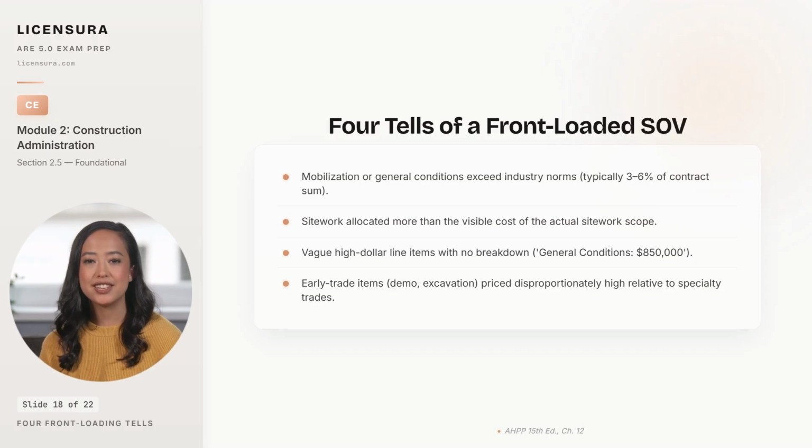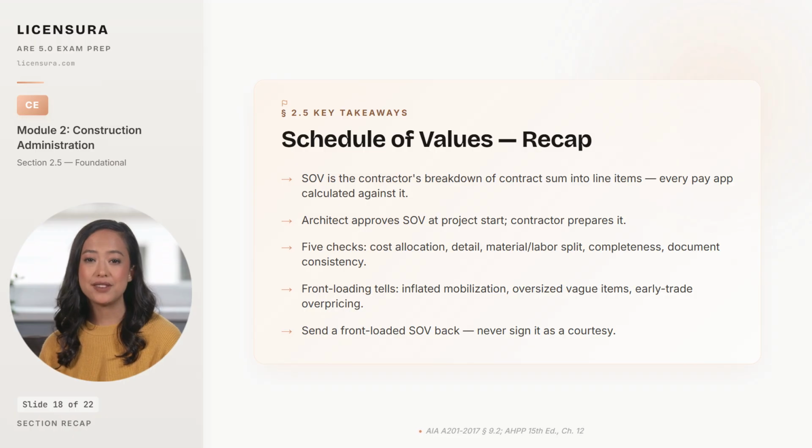When you see one of these tells, send the SOV back with specific questions. The discipline is to send it back, not to sign it. Pulling the checks and the tells together leaves one rule that holds the architect's certification defense. 5 takeaways from the Schedule of Values review.